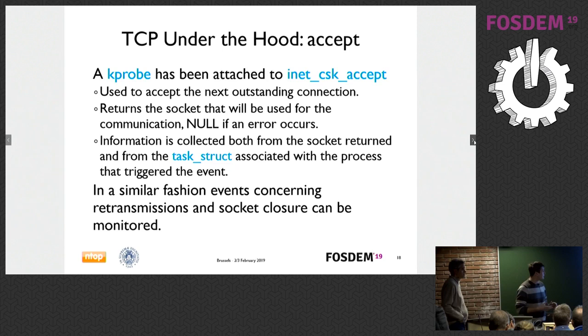Under the hood, TCP accept has been implemented very simply because we attach a probe to the return of the function call. So when the function returns, our code is executed. When our code is executed, we use the socket that is returned by the function to collect network information, and use the task structure to collect information on the user and the process. In a very similar way, we have tracked retransmission and events concerning a socket being closed.